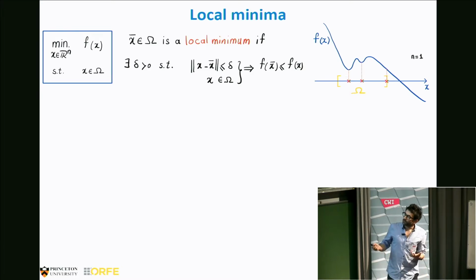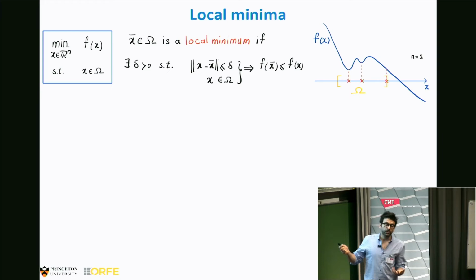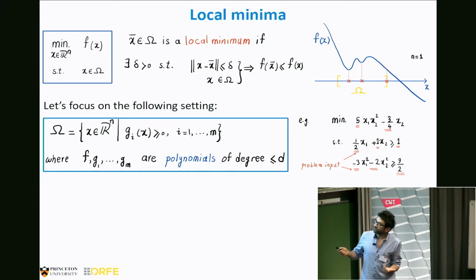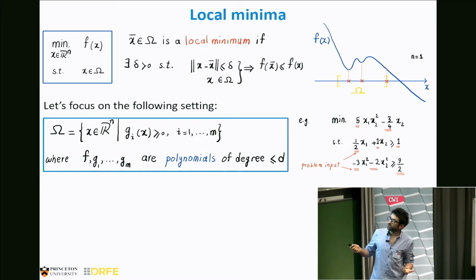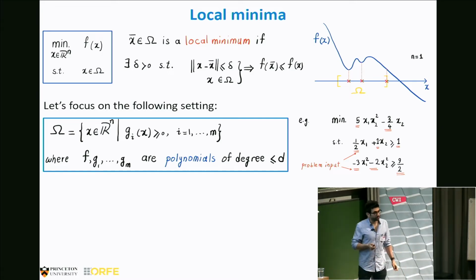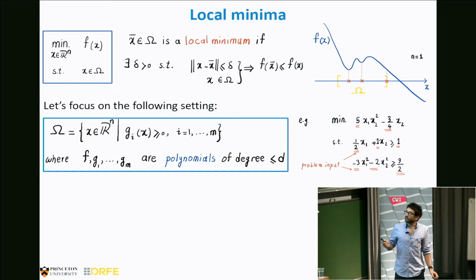And of course, the complexity of this question will depend on f and Ω and their representation. And in this talk, I will focus on the case where f and Ω are defined by polynomials. So f is a polynomial and Ω is defined by finitely many polynomial inequalities. They're exactly polynomial optimization problems. And this is a sensible thing to do because, for one thing, local minima are a local notion, and on compact sets, polynomials can approximate other functions arbitrarily well. So this is a good test case.